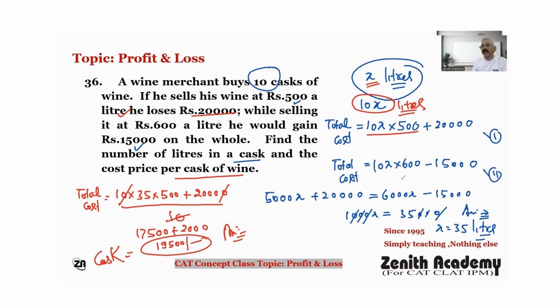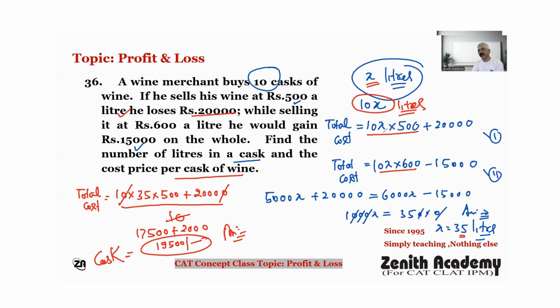In the second scenario, when you are selling wine at rupees 600 per liter, there is a gain of 15,000. So here the revenue will be 10x into 600. But this time you are gaining. So if you subtract this gain of rupees 15,000 from the total revenue, that will be equal to the total cost. So these are two equations, both about the total cost. Equation number 1 is equal to equation number 2. Solve: x is 35 liters. So in one cask, there are 35 liters of wine, right? And then you can find very easily the cost price per cask of wine.